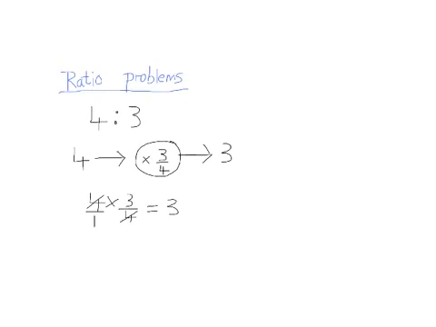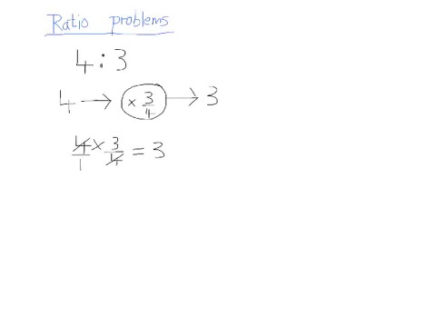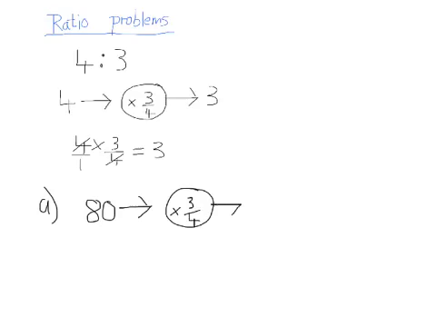So now, looking at the first actual question, it says that you've got 80 grey tiles. The grey tiles are represented by the 4. So now you've got 80, and the relationship we've established is that you're multiplying it by 3 over 4, and you now need to work out how many yellow tiles there are.